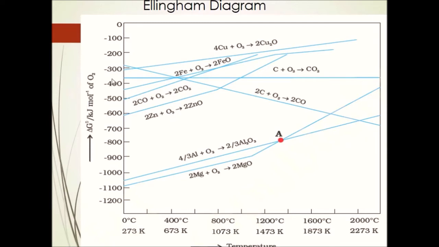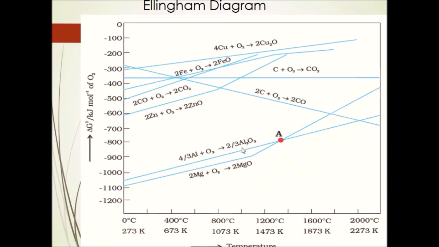And next is the plot for the formation of carbon monoxide, which has a negative slope, indicating that delta G naught value decreases with increase in temperature. In this curve you can see that with the increase in temperature, delta G naught becomes more and more negative. The plot of carbon monoxide is a negative slope.